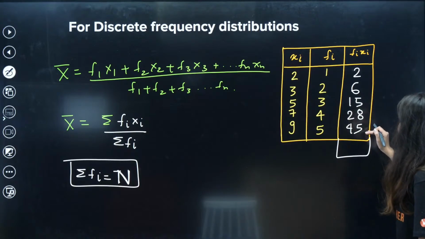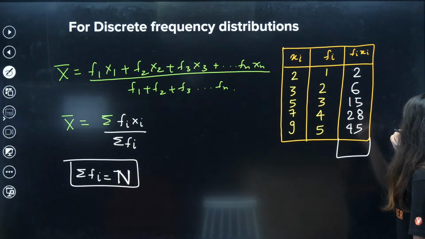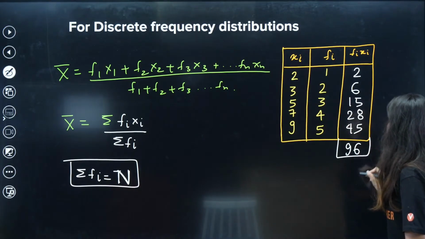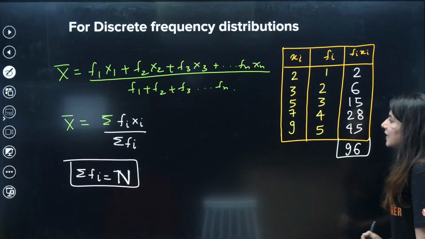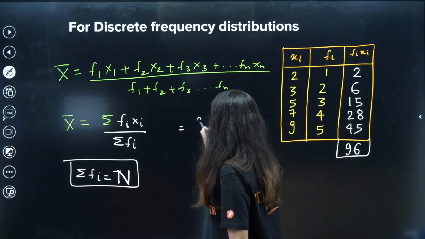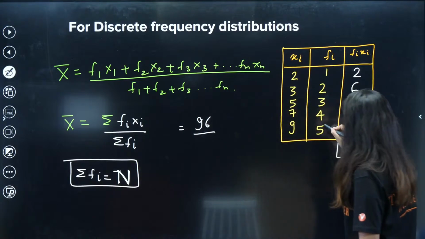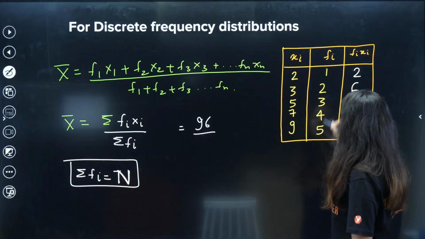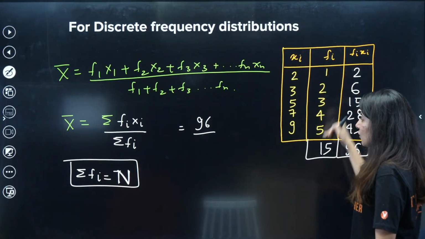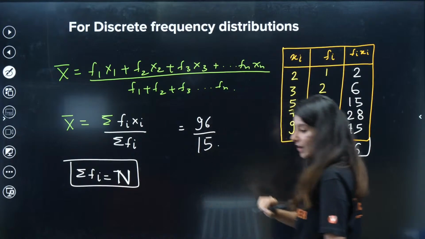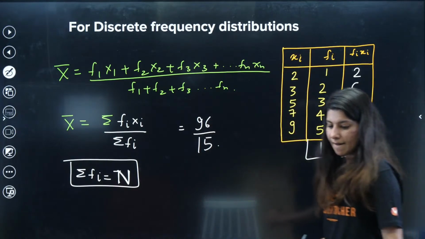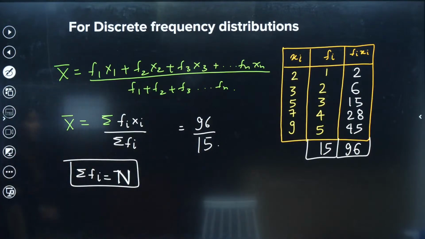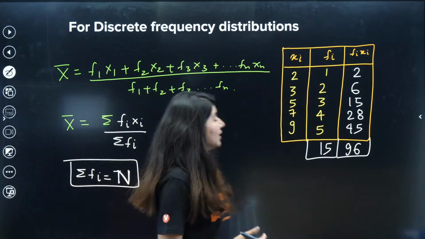So if you add 45 plus 15, it would be 60. Then 60 plus 8 would be 68, and so this would be 96. So summation of fi xi in this particular case is 96. What about the total number of frequencies? 5 plus 4 is 9, 10, 11, 12, 13, 14, 15. So the total is 15, the summation of all the frequencies. So 96 by 15 will be your answer for this particular question. Right? Perfect. This is your mean for discrete frequency.